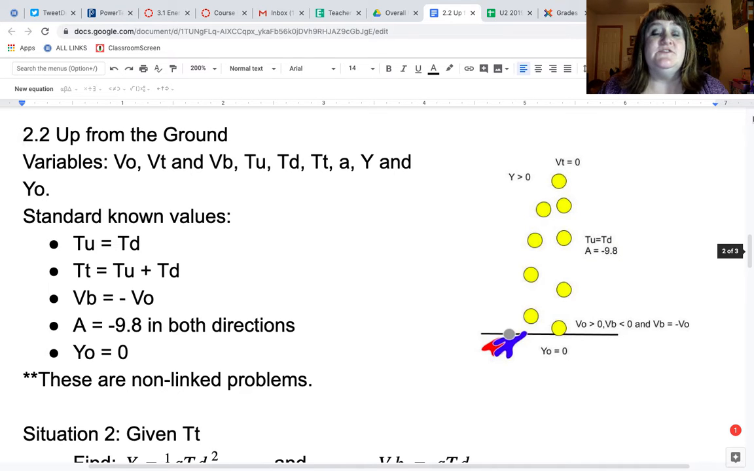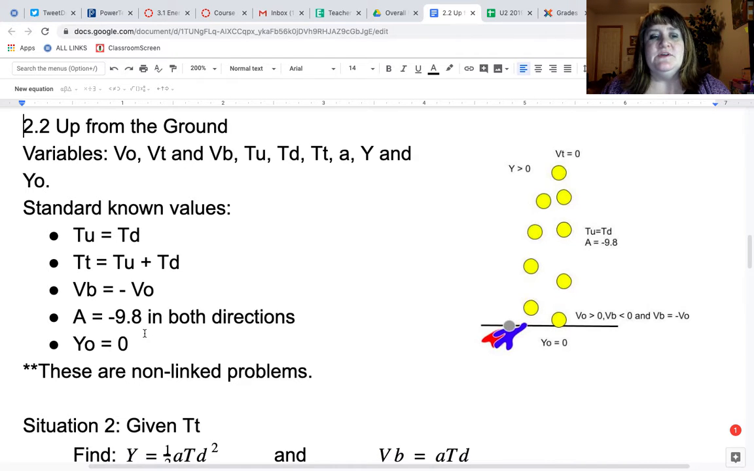Up from the ground, situation 2. Again, you have your 9 variables to consider, diagram as shown. Standard known values should be listed multiple times by now. Remember that these are not linked problems.